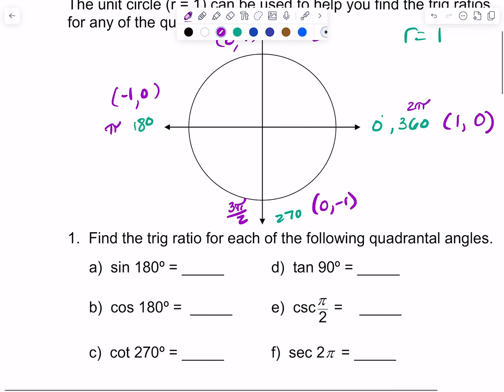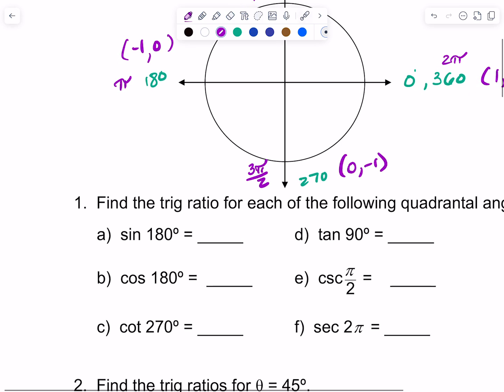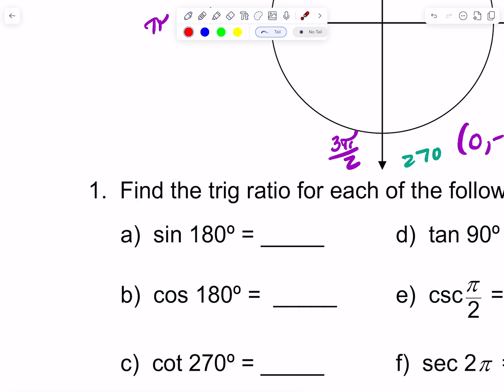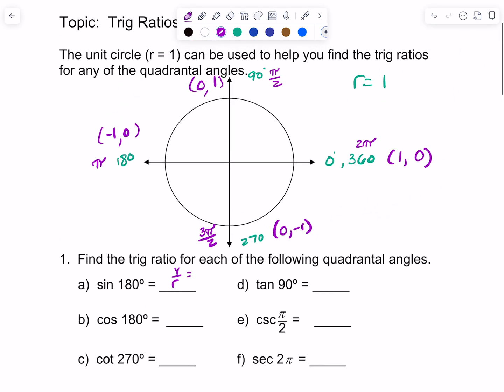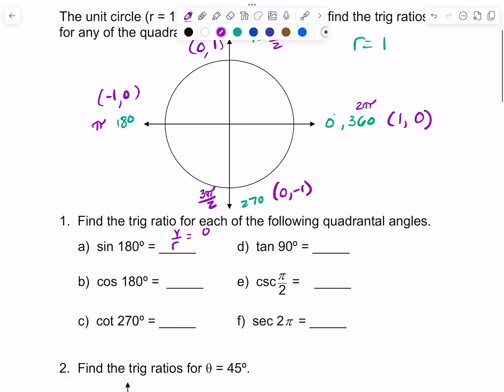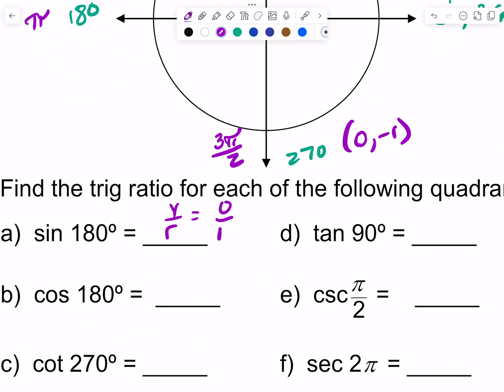All right, so now we're going to practice. Sine of 180. Sine is y over r, so we're going to use the unit circle. We go to 180, which is here. What is the y value at 180? 0. So it's 0 over 1. Yeah, that's right. So sine at 180, 0 divided by 1, is 0.